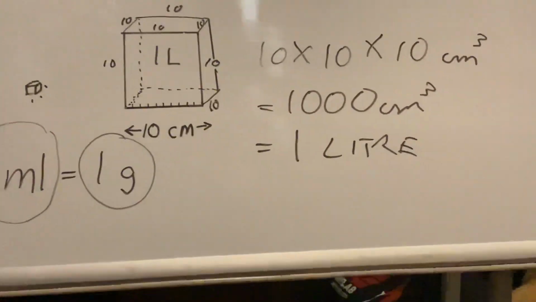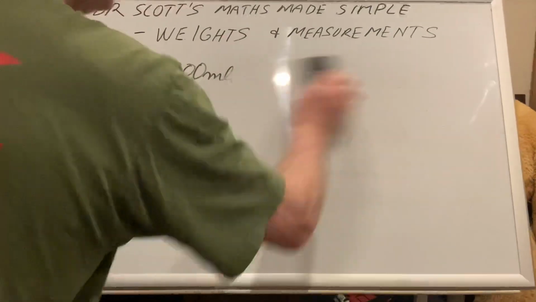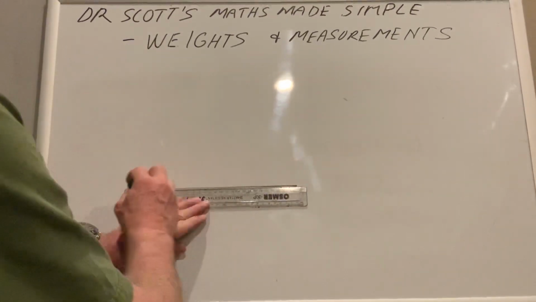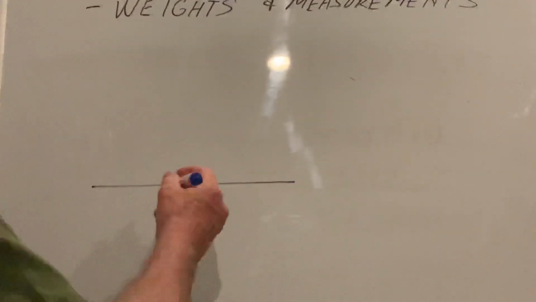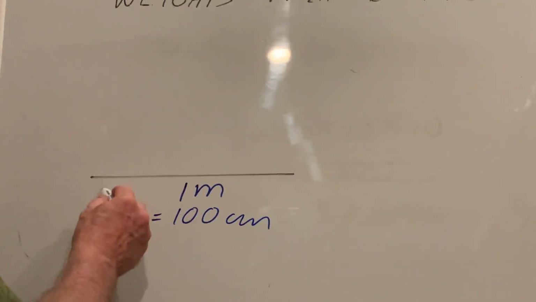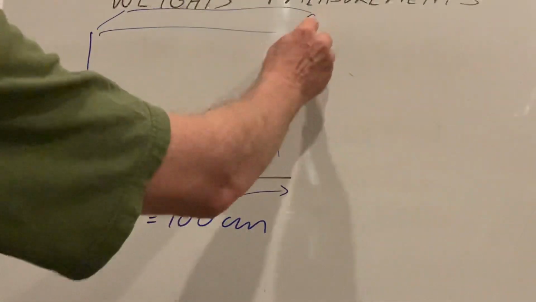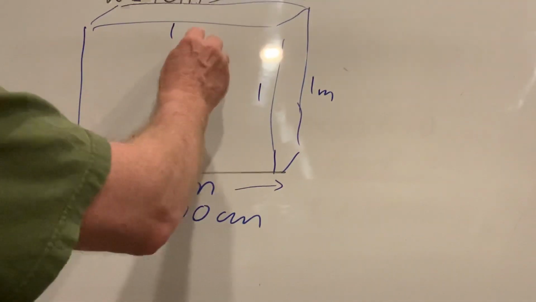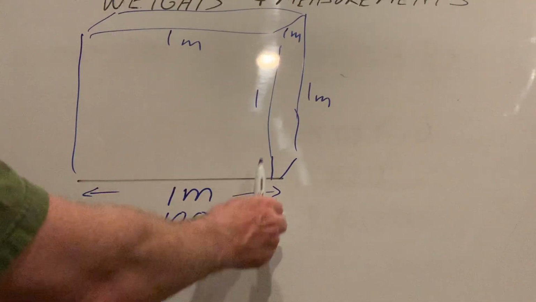So if we had a much bigger box, say we had a massive box and it was, just pretend that's a metre. That's 1 metre, which equals 100 centimetres, going all the way up to there. If we made a box that size, and each side was 1 metre, so that's 1 metre, that's 1 metre, that's 1 metre, and 1 metre going backwards, you can see that we would have a cubic metre.